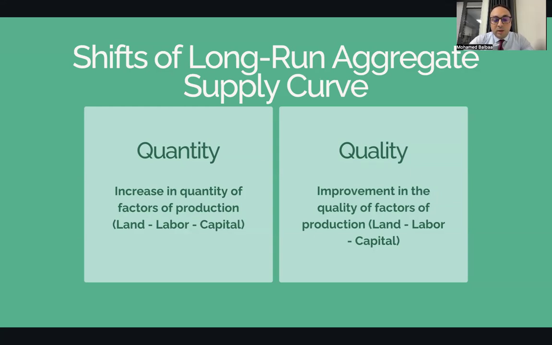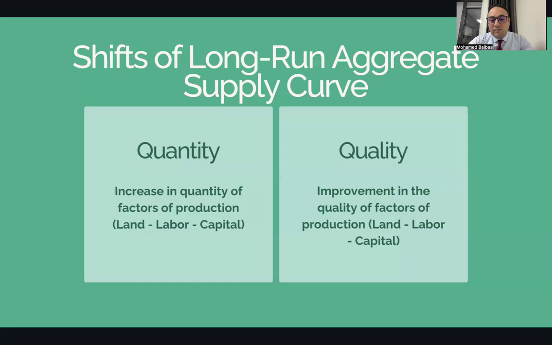Labor also, by increasing the birth rate, so we can find more labor. Some countries open their doors for migration from other countries, and why? To increase the quantity of labor. And capital also, by innovating new technologies and maybe importing new technologies or machines or tools or equipment and so on.